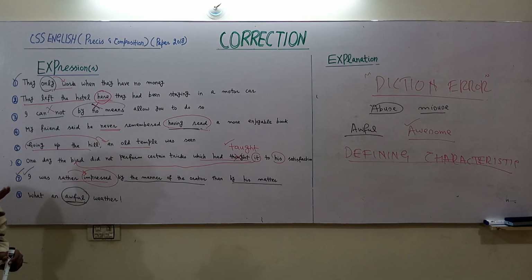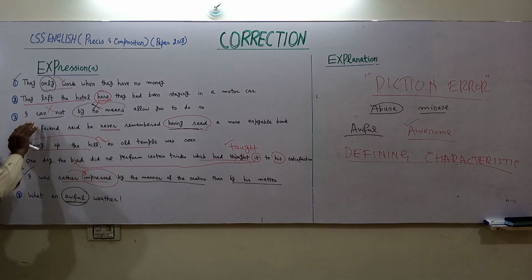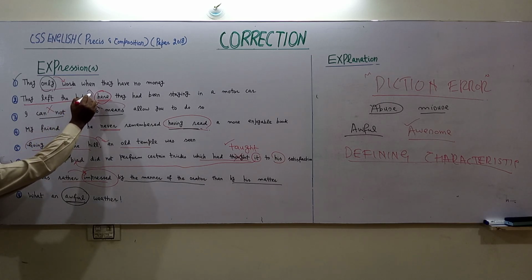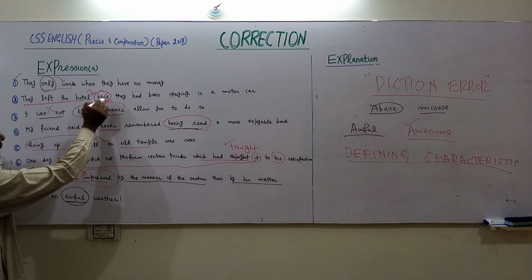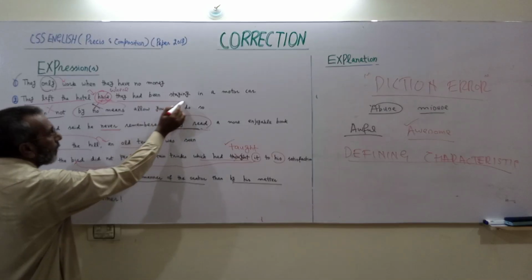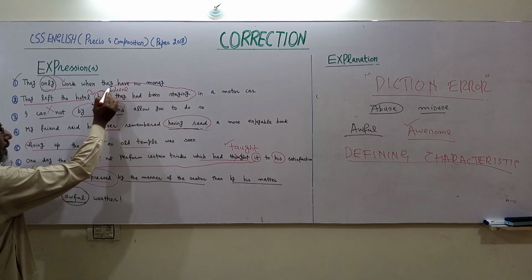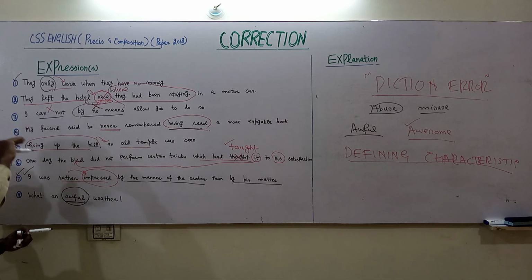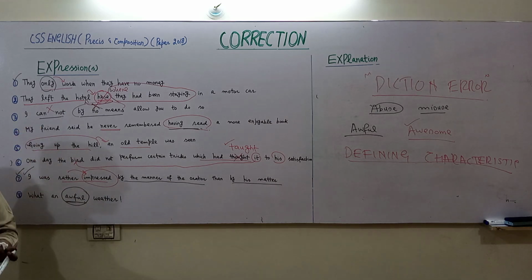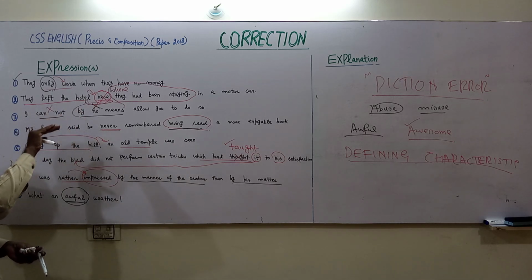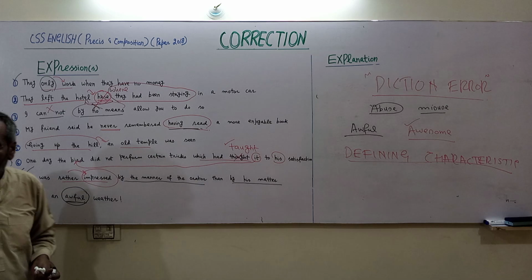So once again, it is misplaced modification. So defining characteristic says that just define the thing. Suppose they left the hotel, and now we are defining this hotel. Why? We place this here with where. So these words, where they had been staying, this clause is defining this hotel. They left the hotel, and what was the characteristic of that hotel? It means they were staying in that. And then you just add the additional words. They left the hotel where they had been staying, and then add in a motor car.